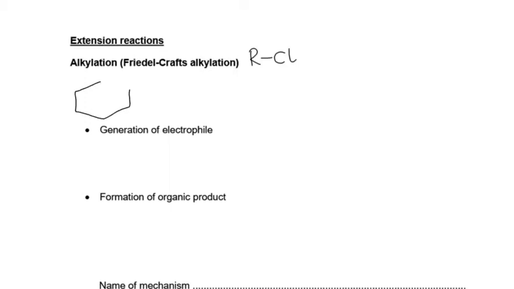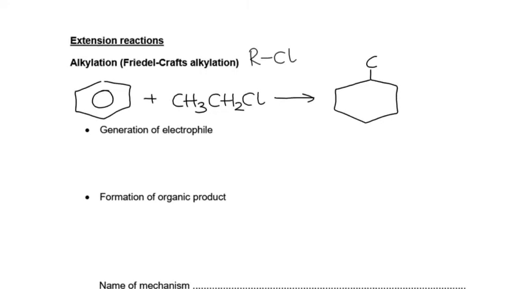Let's take our benzene and let's use, I don't know, CH3CH2Cl. Now we're going to add the R group. It's not going to get added via the CH3, that's got to be the end, so it's going to get added via the CH2. We're going to make ethyl benzene in this case, and we swapped for H, so we've made HCl.